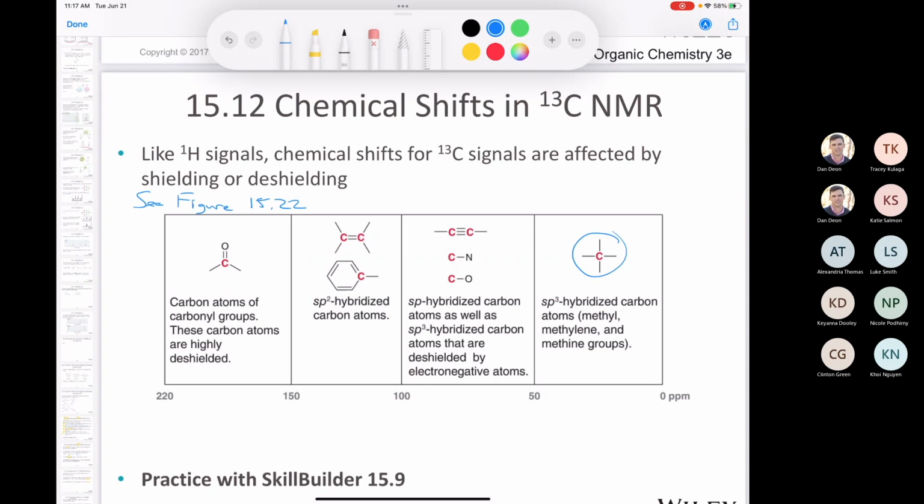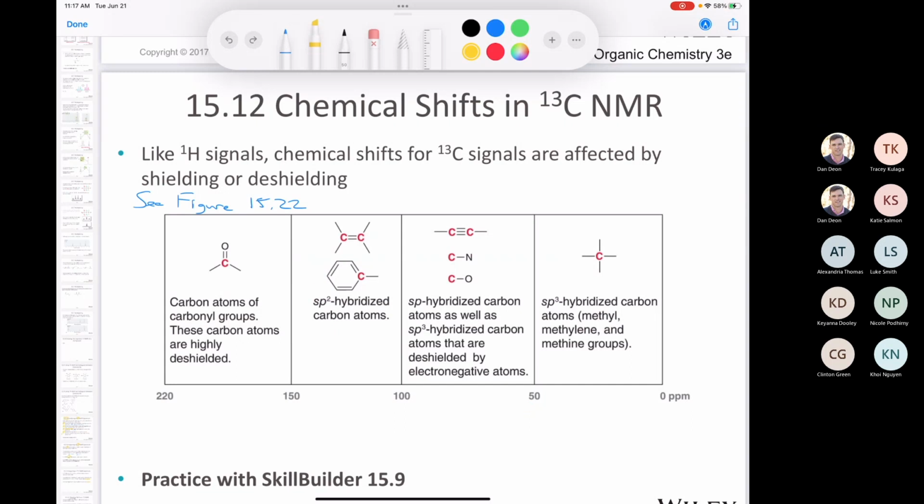If you have a carbon that is sp3 hybridized, it's going to have a chemical shift of somewhere between 0 and 50 parts per million. If you have a carbon that is sp hybridized, or if it's attached to an electronegative element like nitrogen and oxygen, it's going to have a chemical shift between 50 and 100 parts per million.